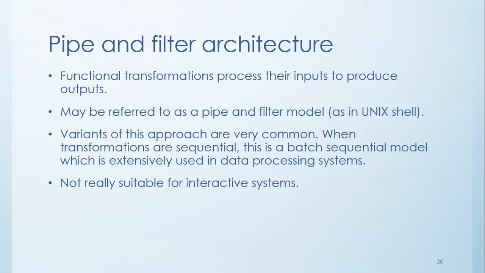This is the last pattern that I'll cover in this video, which is the pipe and filter architecture. Pipe and filter is all about functional transformation processes which process the inputs to produce outputs. An example of this is what you do on a Unix shell prompt. There are many variants of this approach. When transformations are sequential, this is a batch sequential model which is used in a lot of data processing systems. It's not really suitable for interactive systems.